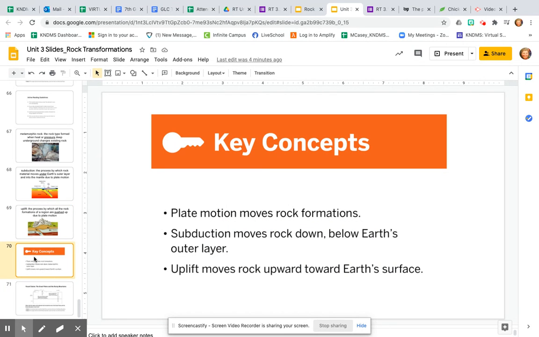And then on page 16 of your science notebook, you're going to want to pause and add in key concepts from chapter 3. So you'll have 3 key concepts pages in your notebook. This is the third one for chapter 3. Not only does plate motion move rock formations, but subduction moves rock down below Earth's outer layer, and then uplift moves rock upwards towards Earth's surface.